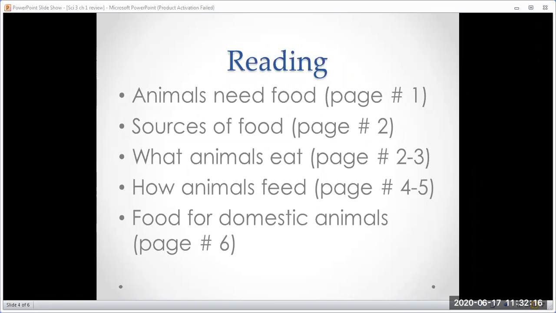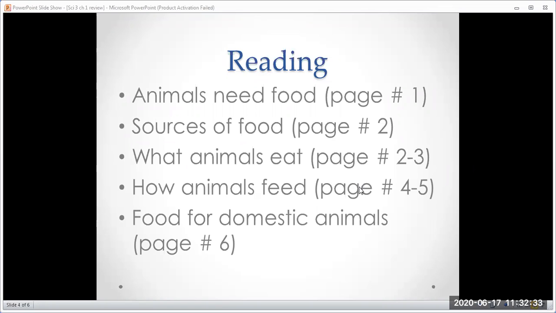Okay. Underline now this line: animals depend on plants for food. Achha, teacher. Thank you.